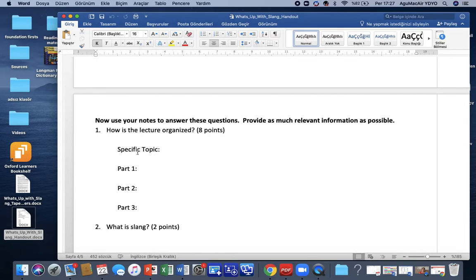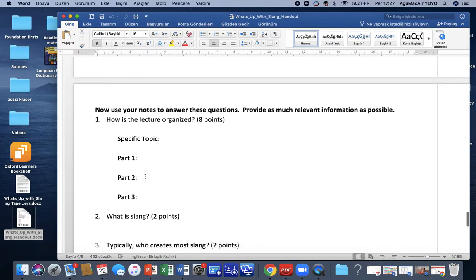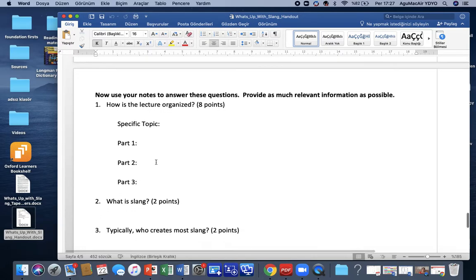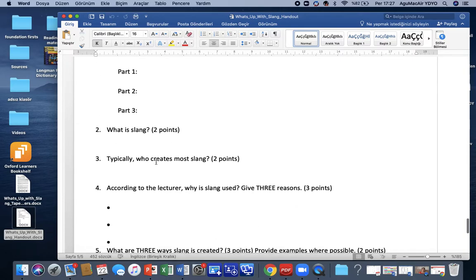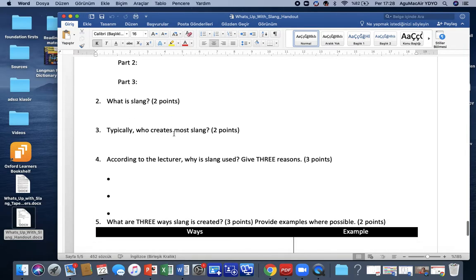So first, you need to write the specific topic of the lecture, what the professor focuses on. You need to write this, and part 1, part 2, and part 3. Yeah, you need to write the parts of the topic. And what is slang? The second one is what is slang? So you need to write the definitions worth 2 points. And the third one is typically who creates most slang? So this is the question. Who creates most slang? Who, right?